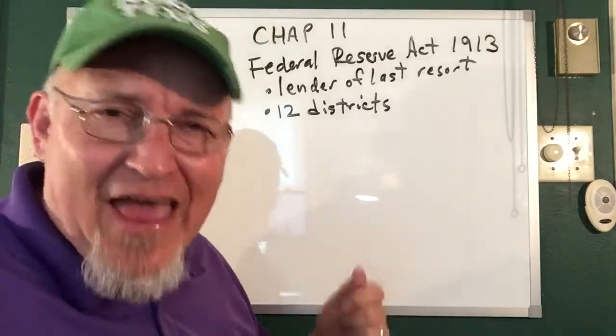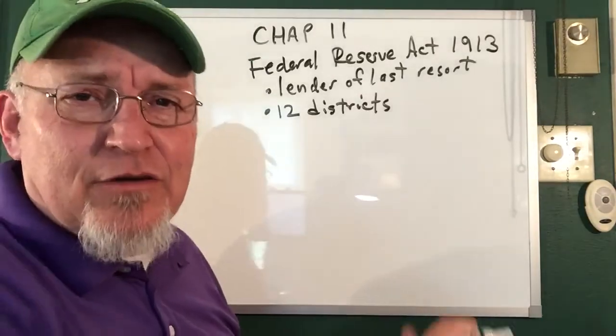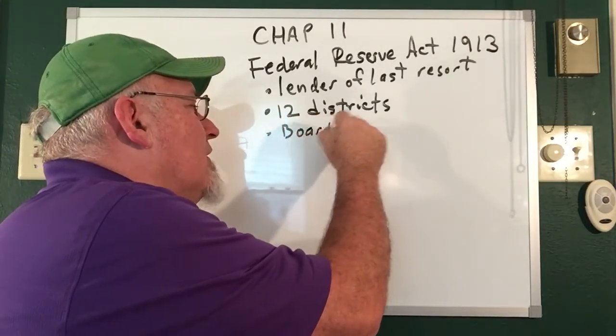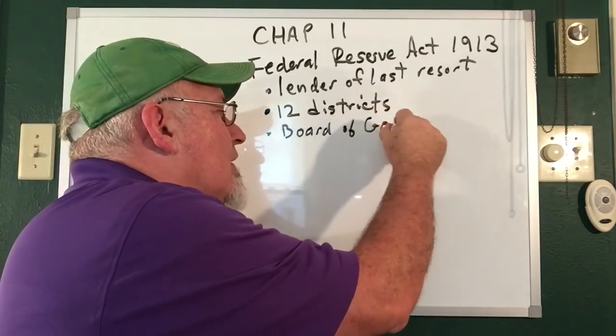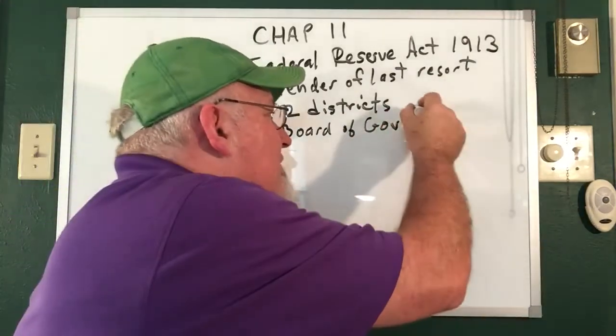Each one of those districts has a Federal Reserve Bank. The other entity, or the other part, is the Board of Governors. The Board of Governors, I believe there's 7 of those.